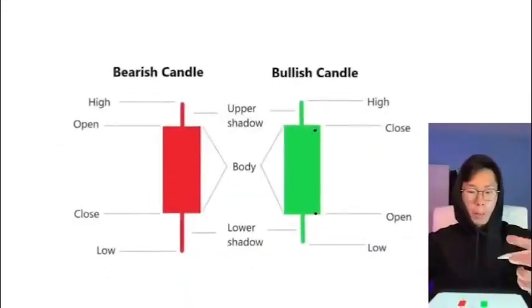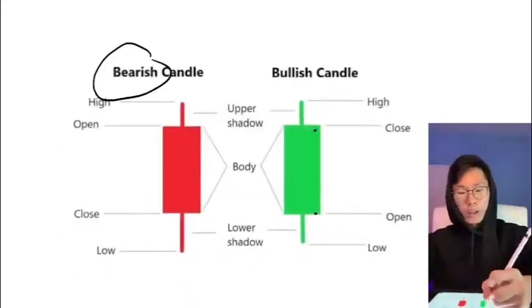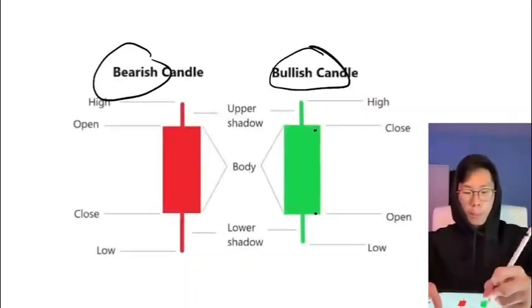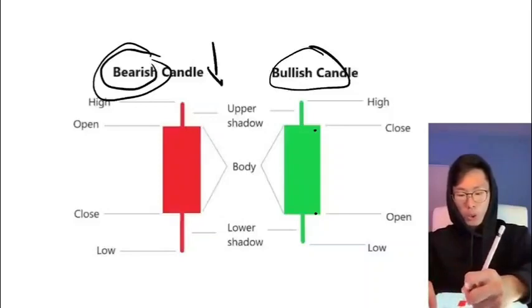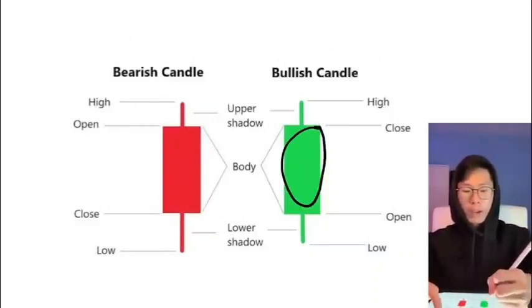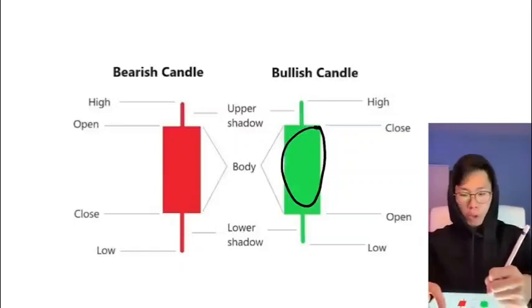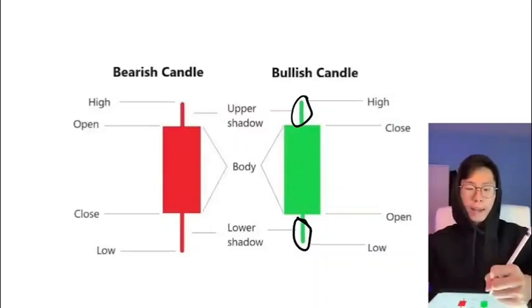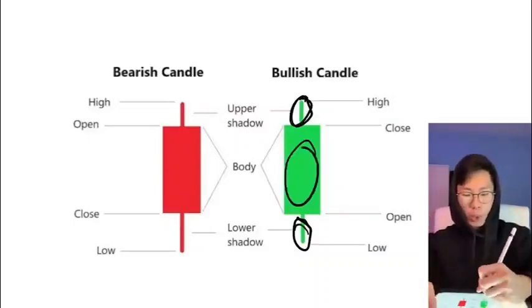So there are two types of Japanese candlesticks, your bearish candle and your bullish candle. Bullish candle means price is going up, and bearish candle means price is going down. So this one is going up. Basically this rectangle right here is what we call the candlestick body, and these two things right here are what we call the wicks. Alright, candlestick body and candlestick wicks.